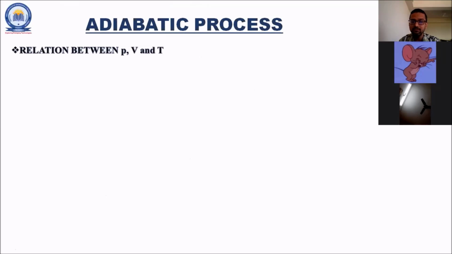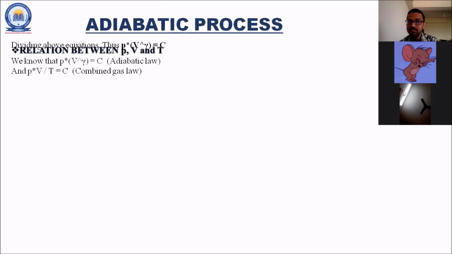Proceeding further, now let us make the derivation between the pressure, volume and temperature. Again, it is a very simple derivation. Try to understand the steps. We are knowing that PV raised to gamma is equal to constant, adiabatic law. And we are knowing the combined gas law, that is PV by T is equal to constant. Dividing both these equations, we are getting this form of the equation.